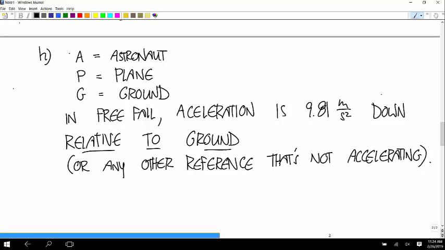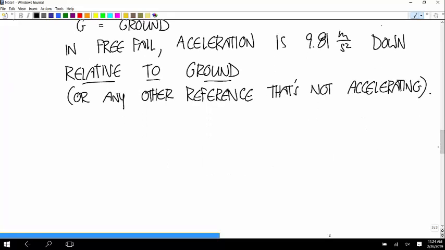So what you know is that the acceleration of the astronaut relative to the ground is 0, negative 9.81. And since the plane is simulating free fall, you know its acceleration relative to the ground is 0, negative 9.81. So there's two ways to set this up. One is just set it up so that the thing by itself on the left side of the equation is the thing you're trying to find. So let's say in this problem, we're trying to figure out the acceleration of the astronaut relative to the plane.